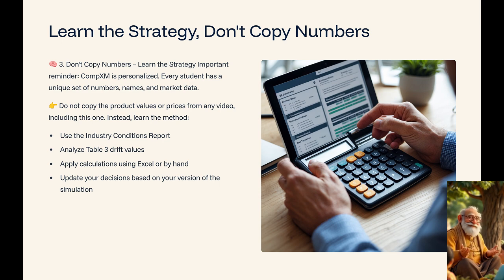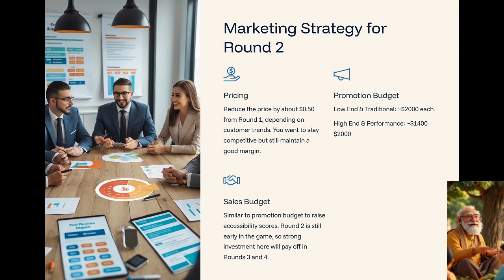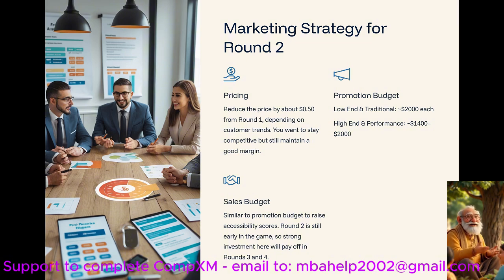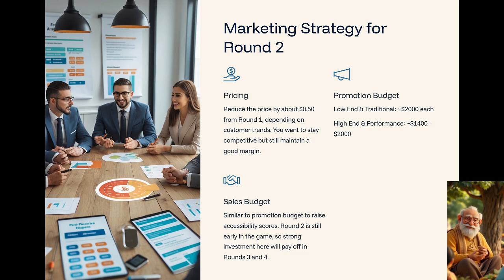Tip 4: Set marketing, pricing, promotion, and sales. Now let's move to the marketing section. Price: reduce the price by about 50 cents from Round 1, depending on customer trends. You want to stay competitive but still maintain a good margin. Promotion and sales budget: low end and traditional, $2,000 each. High end and performance, $1,400 and $2,000. These budgets help raise awareness and accessibility scores. Round 2 is still early in the game, so strong investment here will pay off in Rounds 3 and 4.